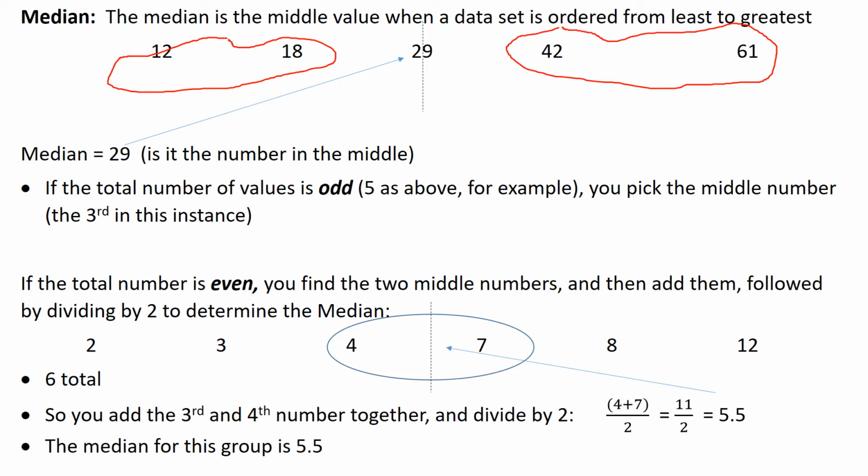It has nothing to do with the average. It is the middle number. It's like the middle of the road. This is called the median. Now, this is if there's an odd number of values.